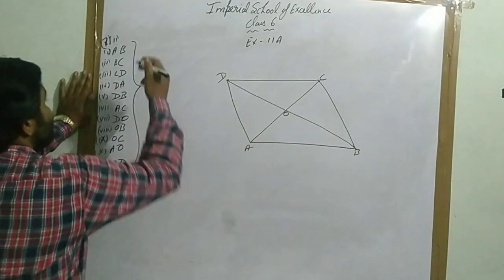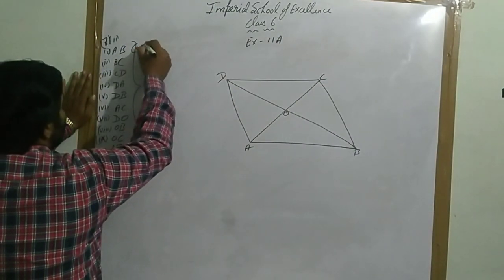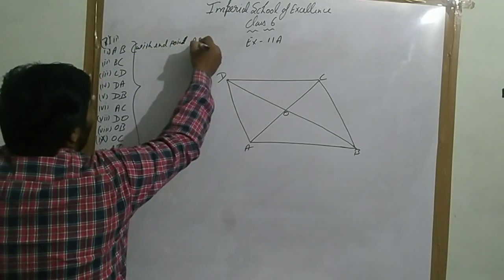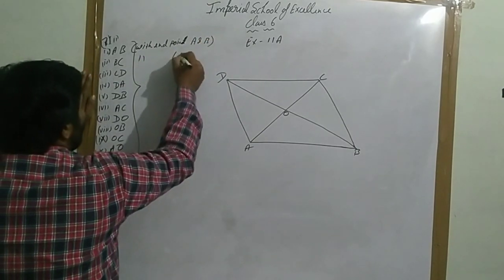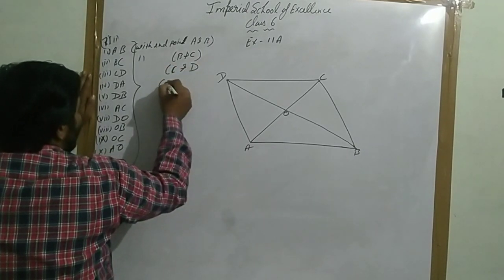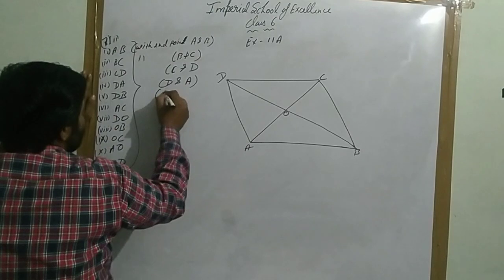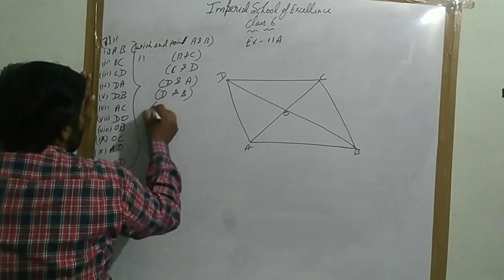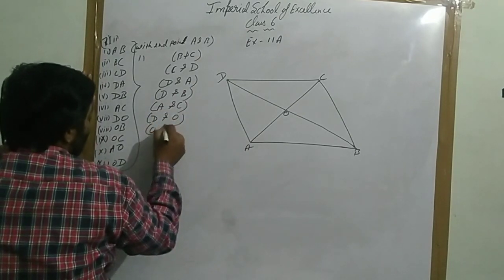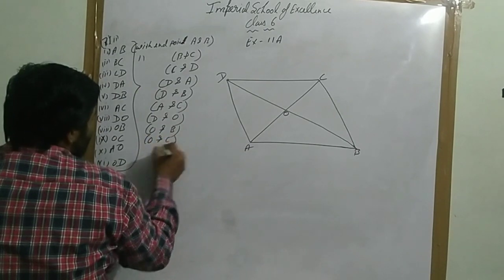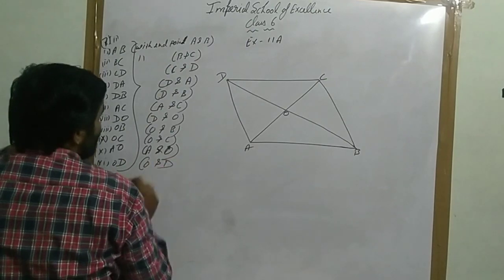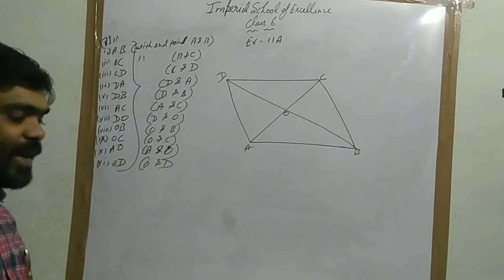You have to write as I have done in the first question, with end points A and B. Same you have to write here end points B and C, here end points C and D. In this question end points D and A, D and B, A and C, D and O, O and B, O and C. After that A and O. Then O and D. These all are with end points.